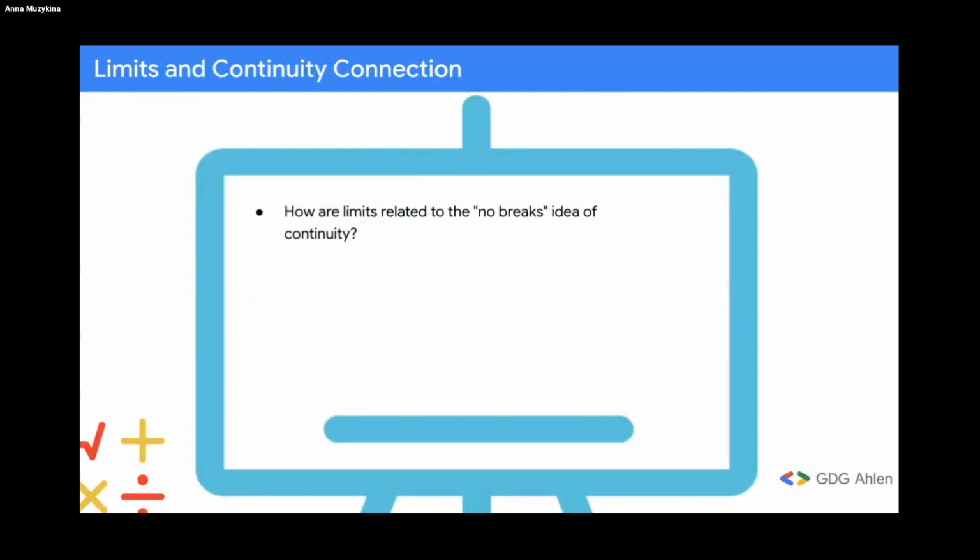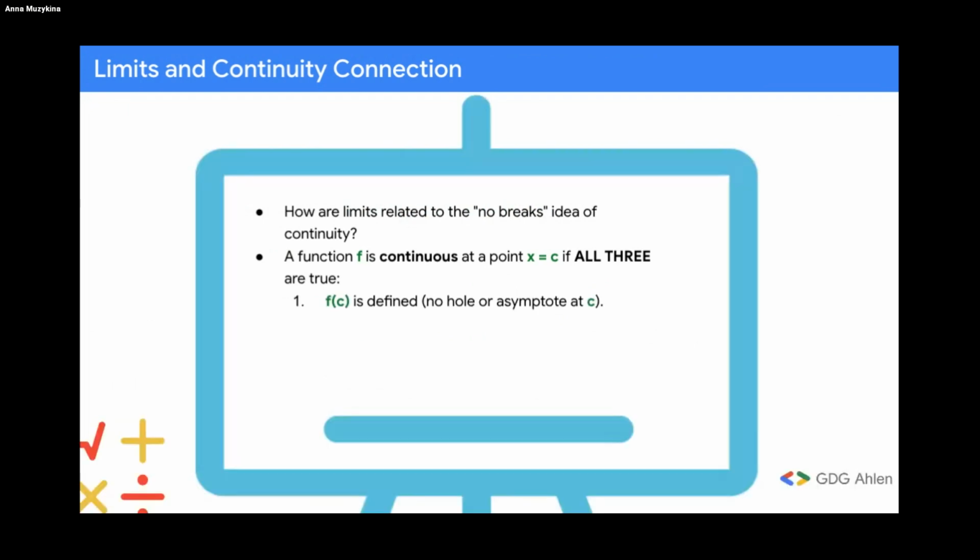Now we can connect limits back to our idea of continuous functions, those with no breaks. Limits provide the formal mathematical definition of what it means for a function f to be continuous at a specific point x equals c. A function f is said to be continuous at the point x equals c if and only if all three of the following conditions are met.